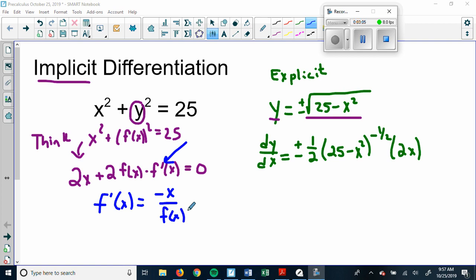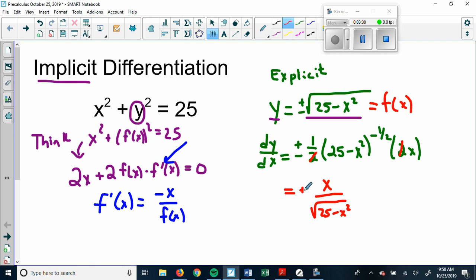All right, now this doesn't look anything like this, but what I want to show you is that when we simplify here, this 2 and that 2 go away, and so what we get is we have the x over the square root of 25 minus x squared. Well, remember, this is f of x, right? Oh, and I forgot plus or minus here, plus or minus. Okay.